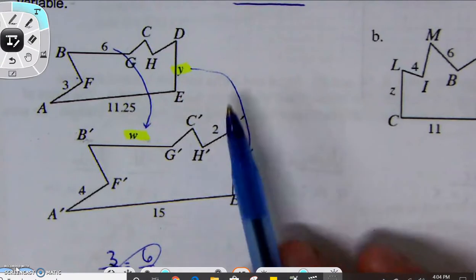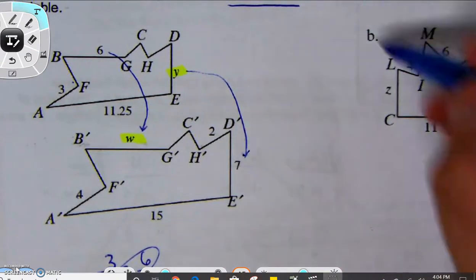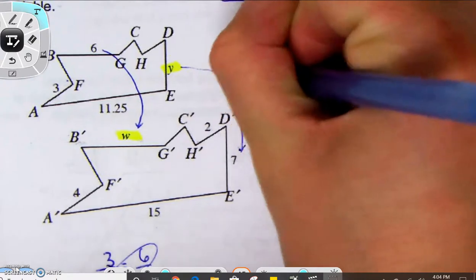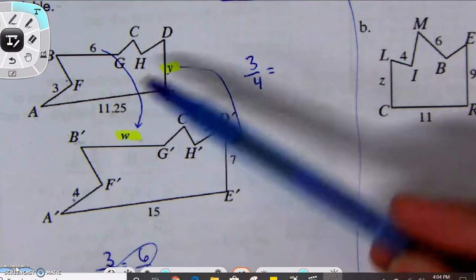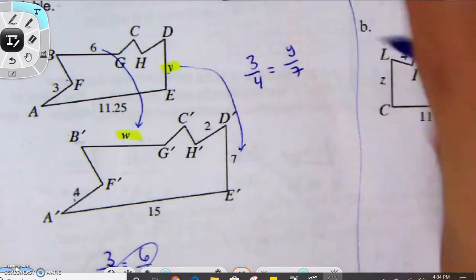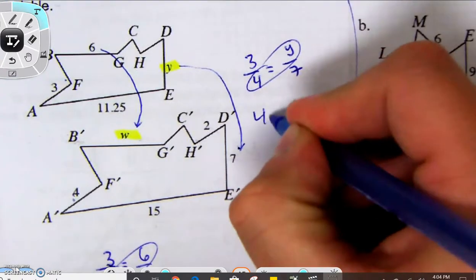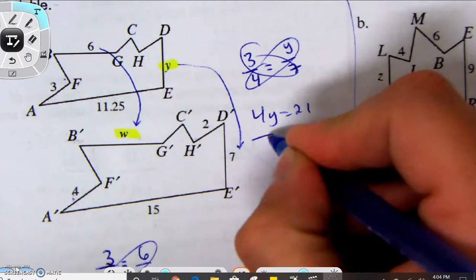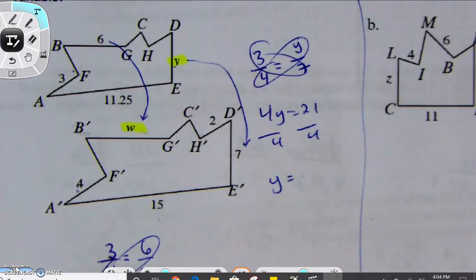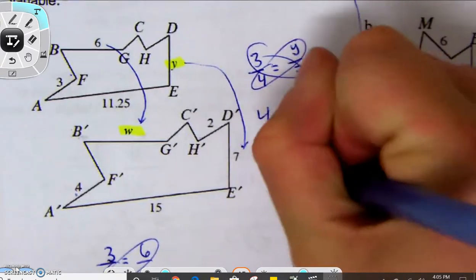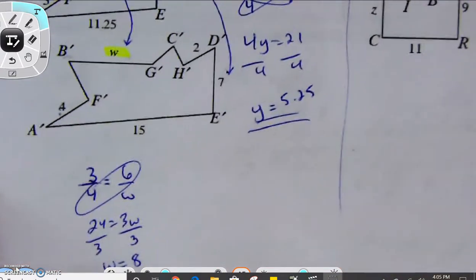I also need to be able to find Y. I can still use 3 and 4, so I'm going to choose 3 and 4 again. That's nice and easy. So if I go 3 over 4, I need to make sure I go Y over 7 for this one. So I have 4 times Y, which is 4Y, 3 times 7, which is 21, divided by 4. So Y is equal to, what is that? 5 and 1/4, I guess, 5.25. Let me just make sure. Yes, 5.25 as a decimal. So Y is equal to that, and W was equal to 8.